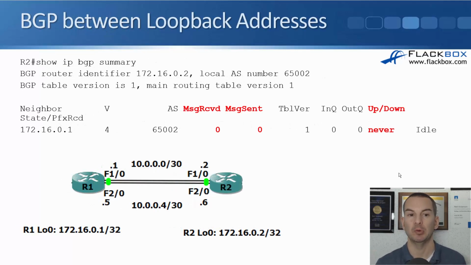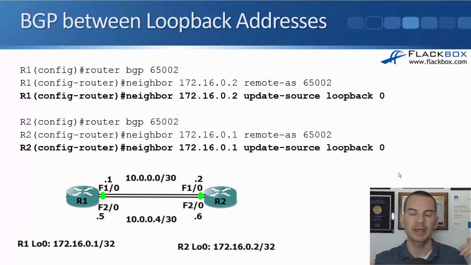We can verify that with the show ip bgp summary command, and you can see here that on R2, the neighbor 172.16.0.1 we've configured has not come up. We can see there's been no messages sent or received, and it's never been up or down. The way we fix this is we put the same commands in under BGP.